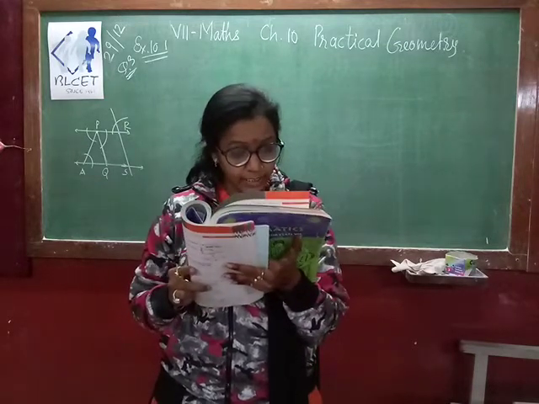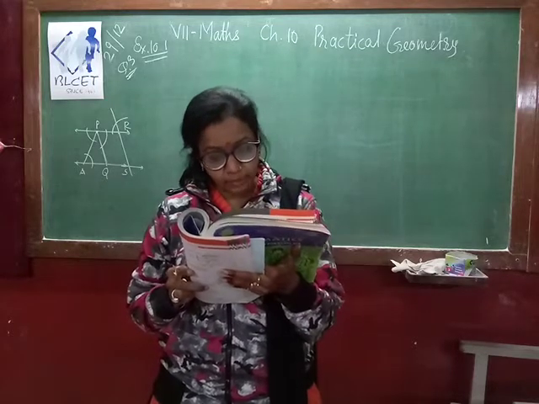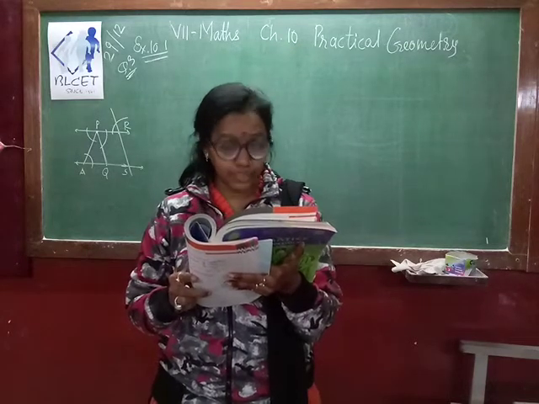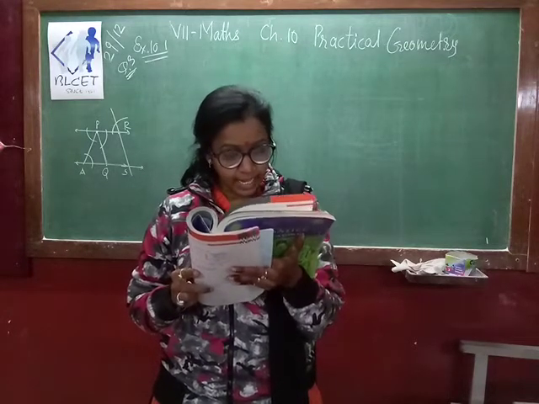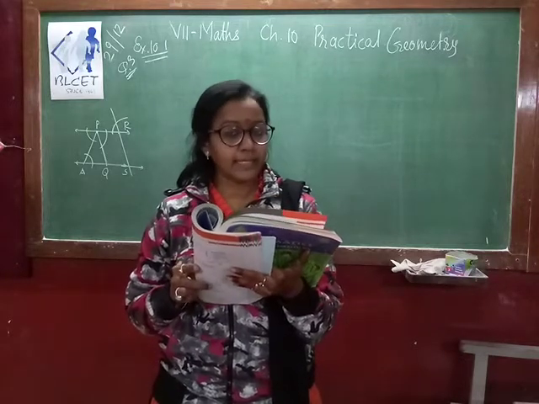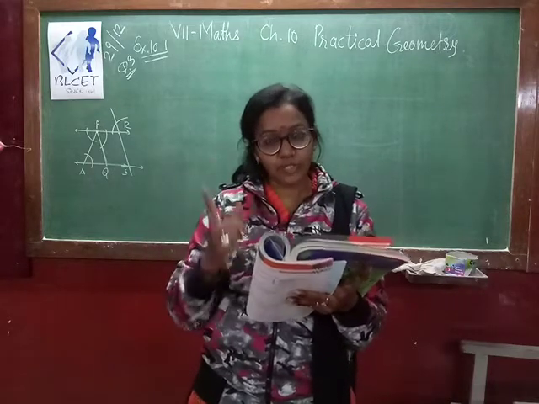Now join P to any point Q on L. Choose any other point R on M. Through R draw a line parallel to PQ. Let this meet L at S. What shape do the two sets of parallel lines enclose? So let's see. First we will do the construction 1.